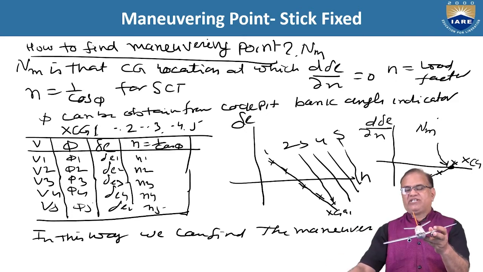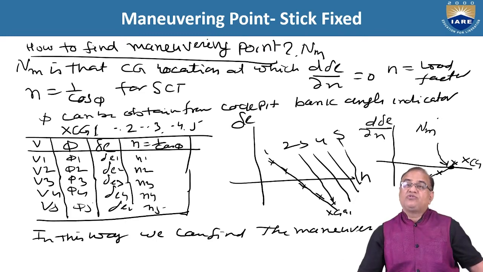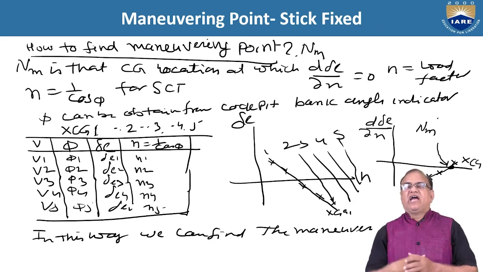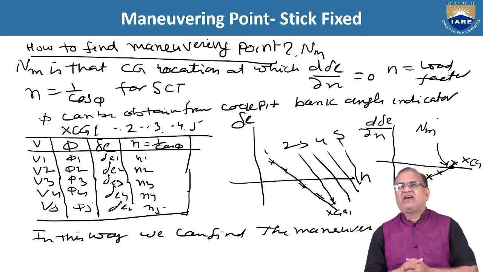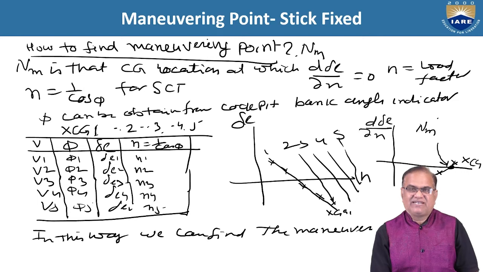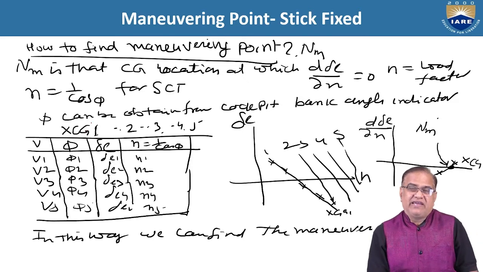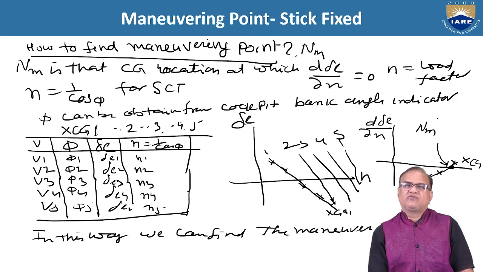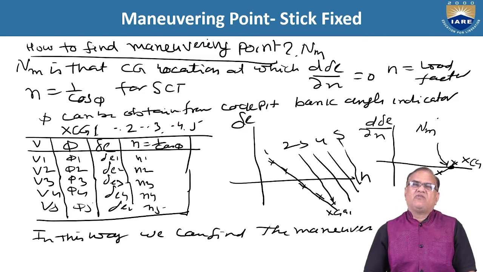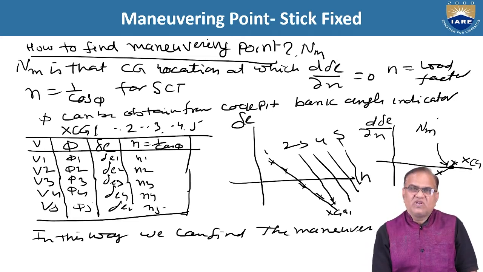How much angle from horizontal? This angle, which is shown here, is phi. We have to see this angle, and we can find it while flying the aircraft from the cockpit. In this, we also have to monitor the temperature, the wind, air density and all things, and we should have the CG locations 1, 2, 3, 4, 5.